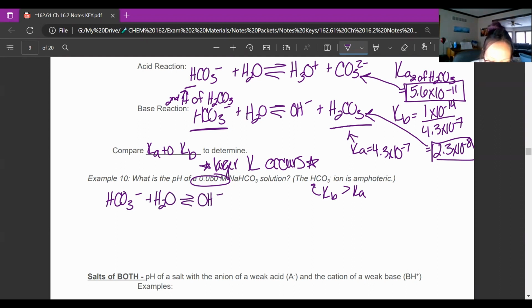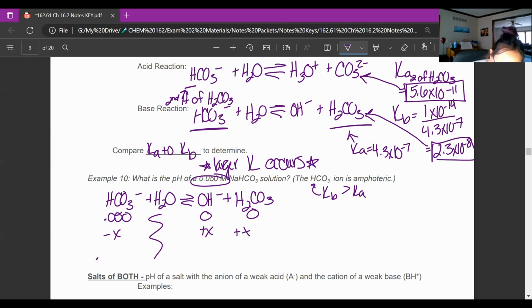Makes OH minus plus H2CO3. Okay, I'm going to make my ICE table. My initial is 0.050, 0, 0, minus x, plus x, plus x, then 0.050 minus x, x, x. So this works just like the other problems we've been looking at. You just had to decide which one was going to occur first.